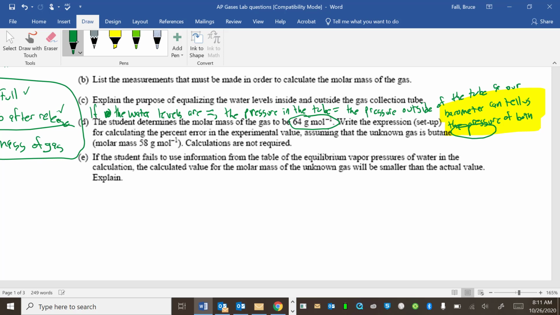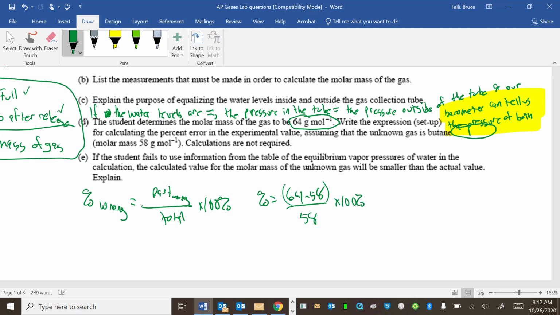Okay, so to find the percent error, that's the percent wrong. This is the way I do it, and you get credit for this. Equals part wrong over total times 100%, which would be the part that's wrong, 64 minus 58, over the unknown gas is butane, over 58, times 100%. Okay.